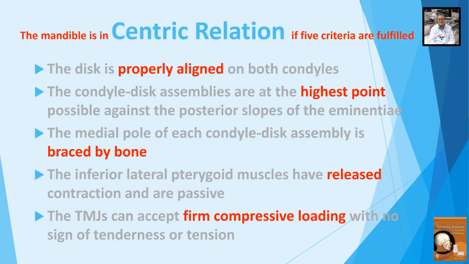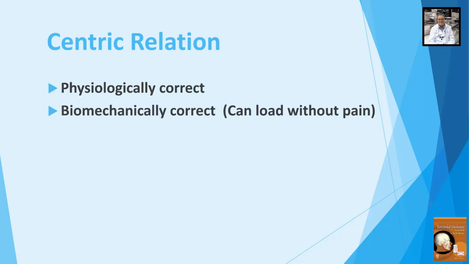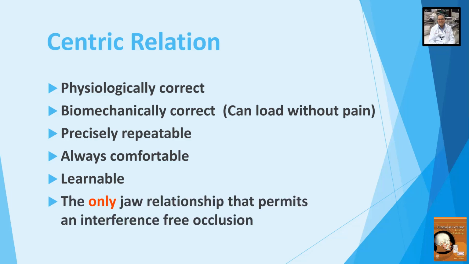The key, though, is properly aligned in the highest point, braced by bone, muscles released, and able to accept firm compressive loading. Centric relation is physiologically correct. It's biomechanically correct, meaning you can load it without pain. You should be able to chew heavy things and not have pain up into the jaw joint area. It's precisely repeatable. It's always comfortable. It's learnable, and it's the only jaw relationship that permits an interference-free occlusion.